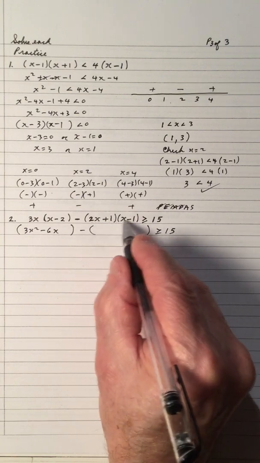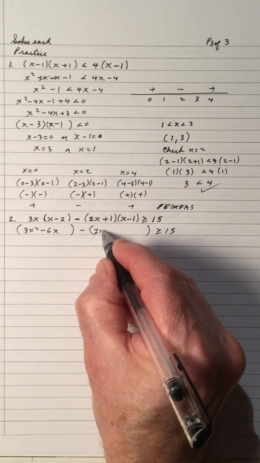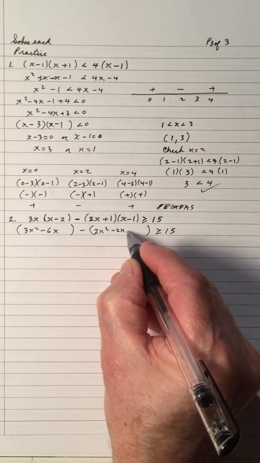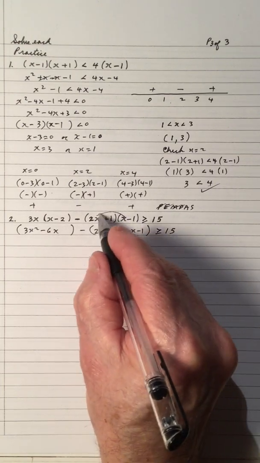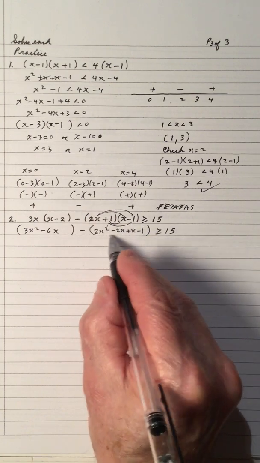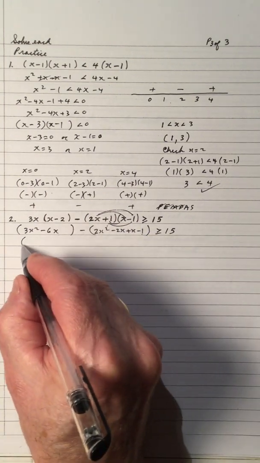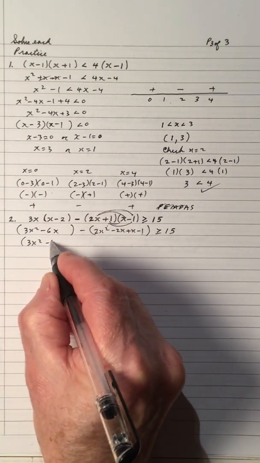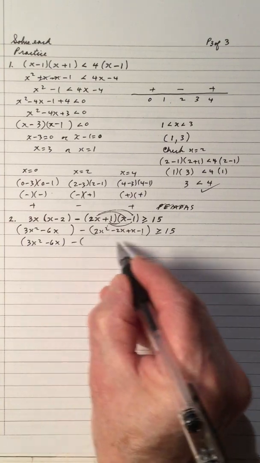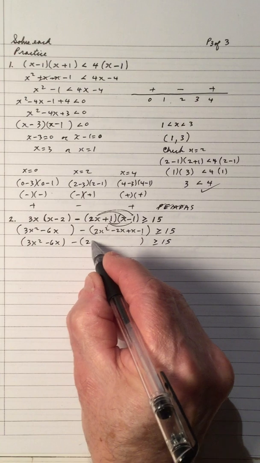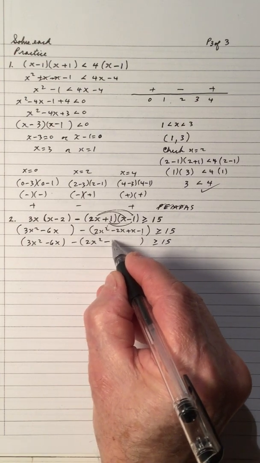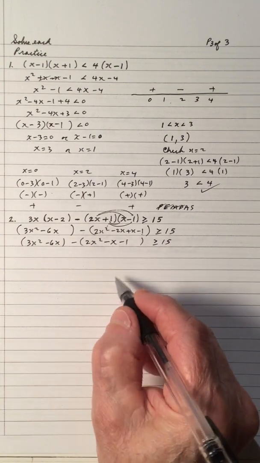And FOIL on these two is 2x squared minus 2x plus x minus 1. That's the first, outside, inside, last. That's what I did here. I will simplify these before I do anything else. So that's 2x squared minus x minus 1.